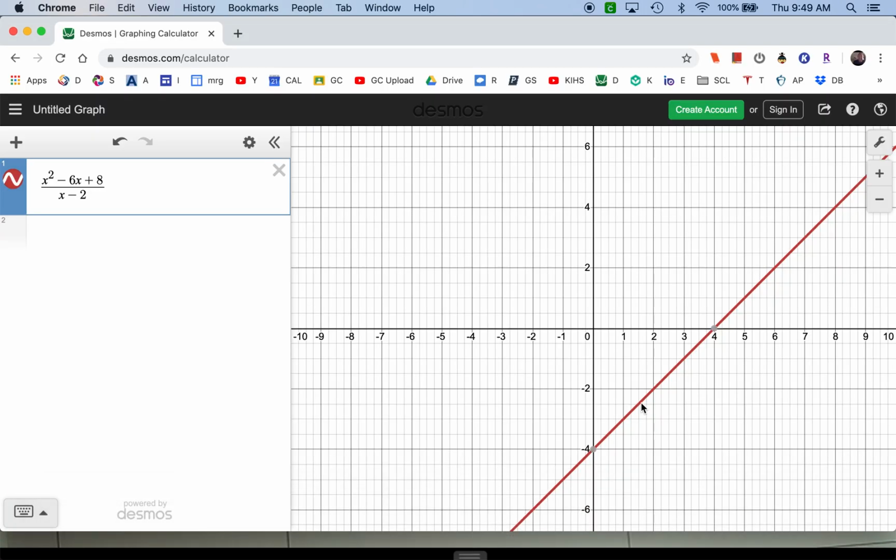Oh, did I write down positive 2? I think I meant to write down negative 2. So at positive 2, what's the y value? And the y value is negative 2 there. Excellent.